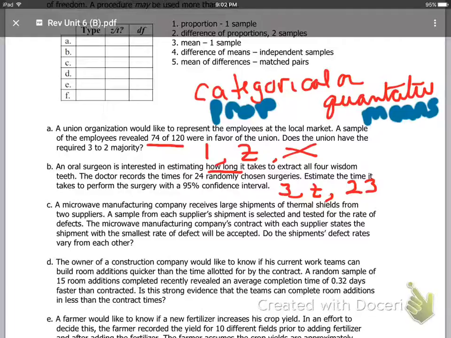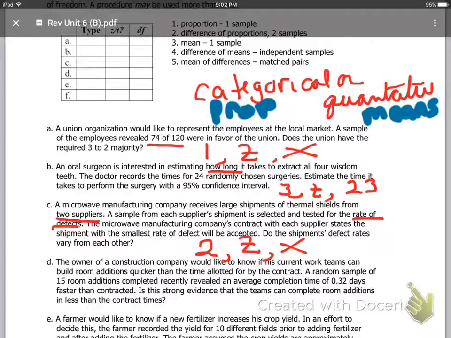So let's go to number 2. We are receiving large shipments of thermal shields from 2 suppliers. A sample from each supplier is tested for a rate of defects. Rate of defects. Hopefully you're thinking of a proportion for that. Do you see that there's 2 of them? So there's 2 proportions. Proportions are all Z's, and there's no degrees of freedom.